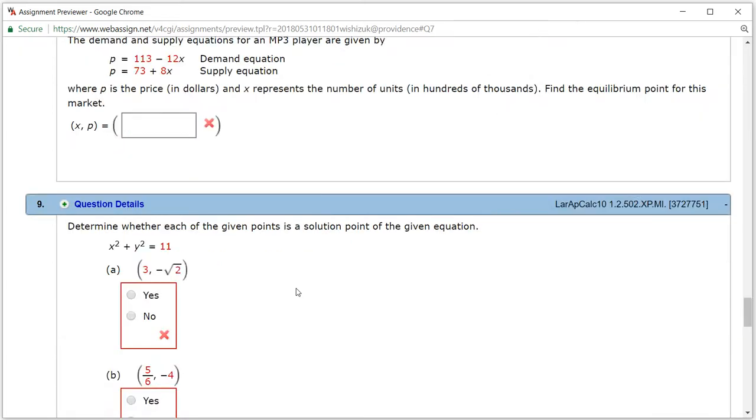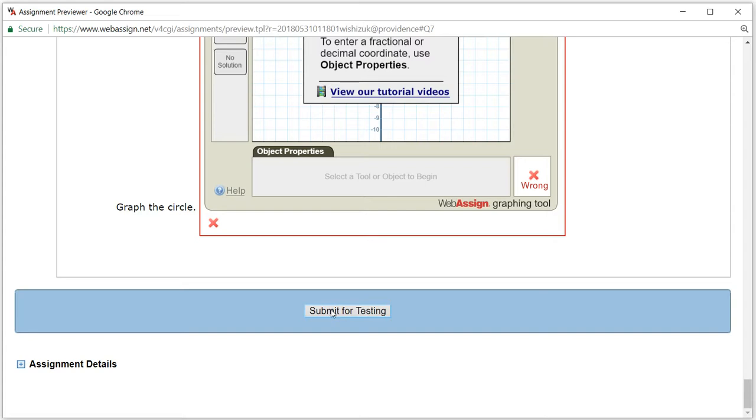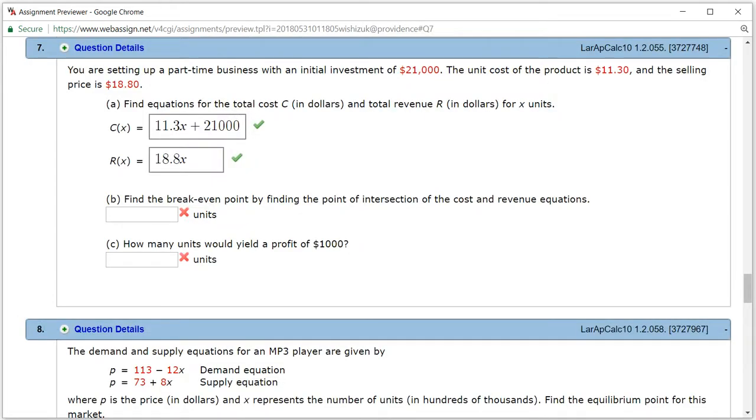All right, let's check the answer first. Submit for testing. It came back and looks like we got part A correctly. So let's do part B. We want to find the break-even point.